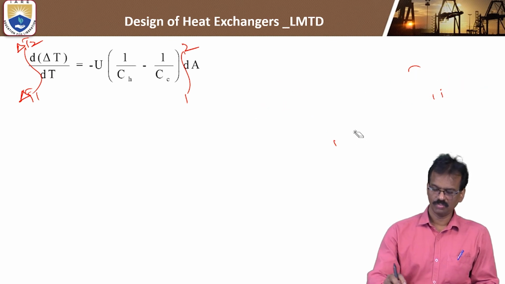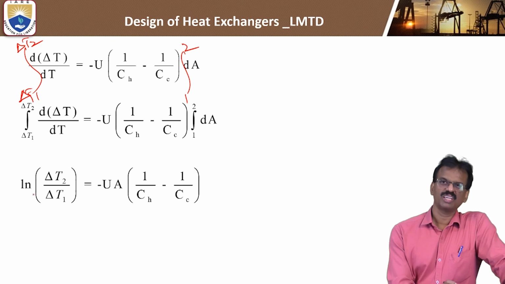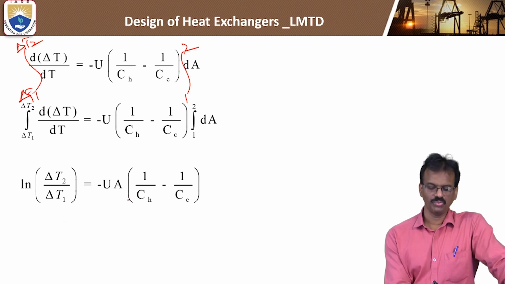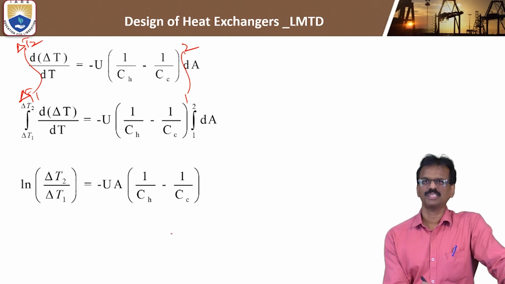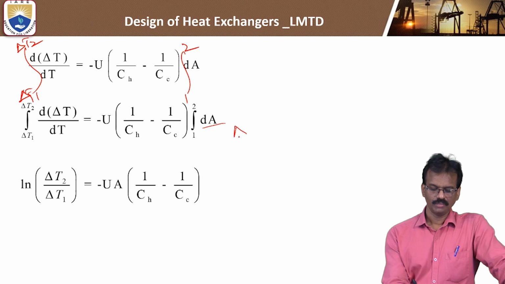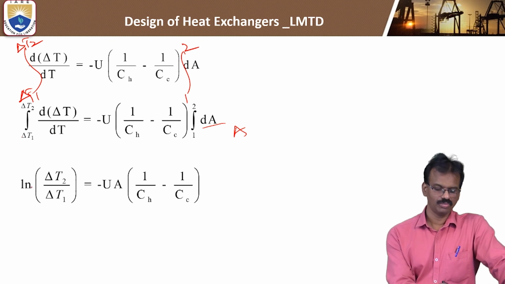If you integrate this with respect to limits, then finally you will get ln delta T2 by delta T1 is equal to minus UA into 1 by CH minus 1 by CC. Okay. So integral of dA is equal to A. This is the log delta T. Then if you apply the limits, you will get this one.